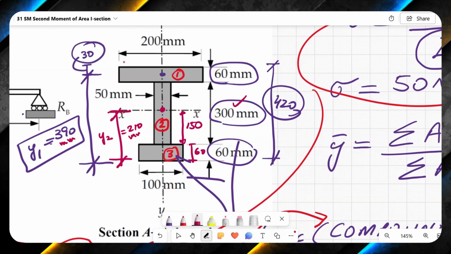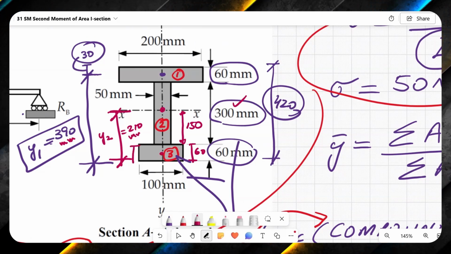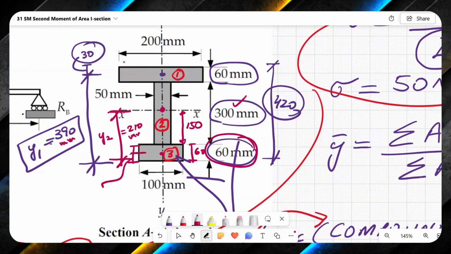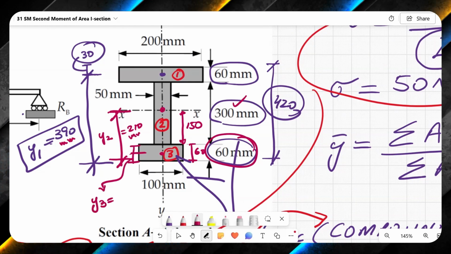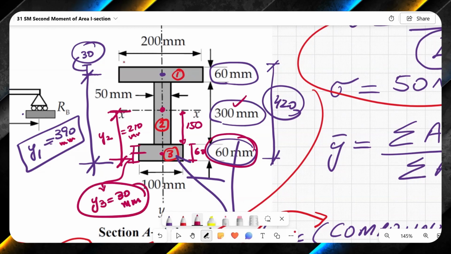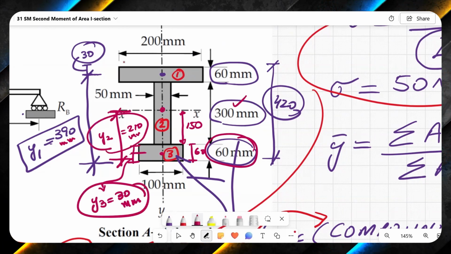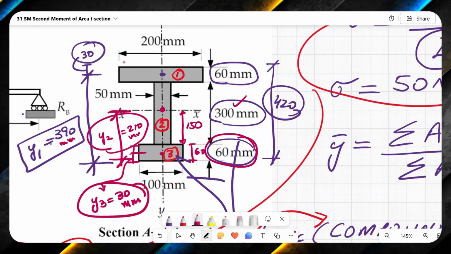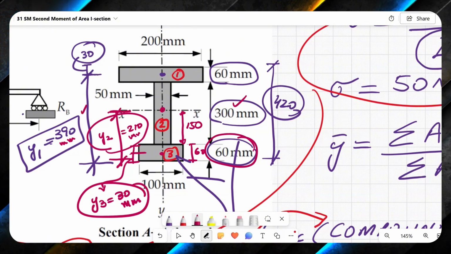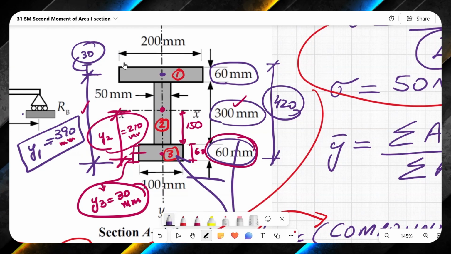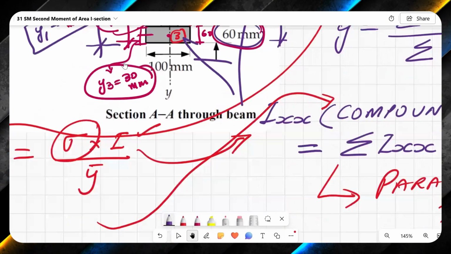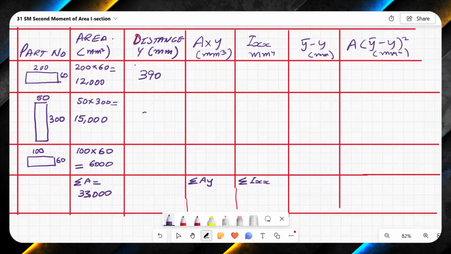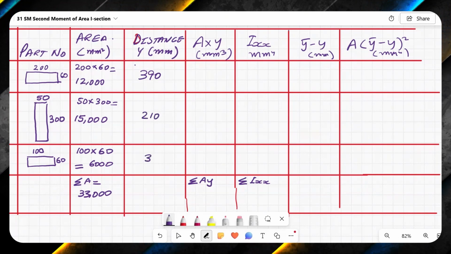Now y3 is pretty obvious, which is half of this bottom area. So this distance is 60. So half of 60 is 30. So I can say that y3 is equal to 30 millimeter. So now I have y2, I have y1, and I have y3. Let us see how we can put these values over here. So remember these three values: y1 390, y2 210, and y3 30. So let's put these values back in here. So y1 was 390, and this was 210, and this was 30.